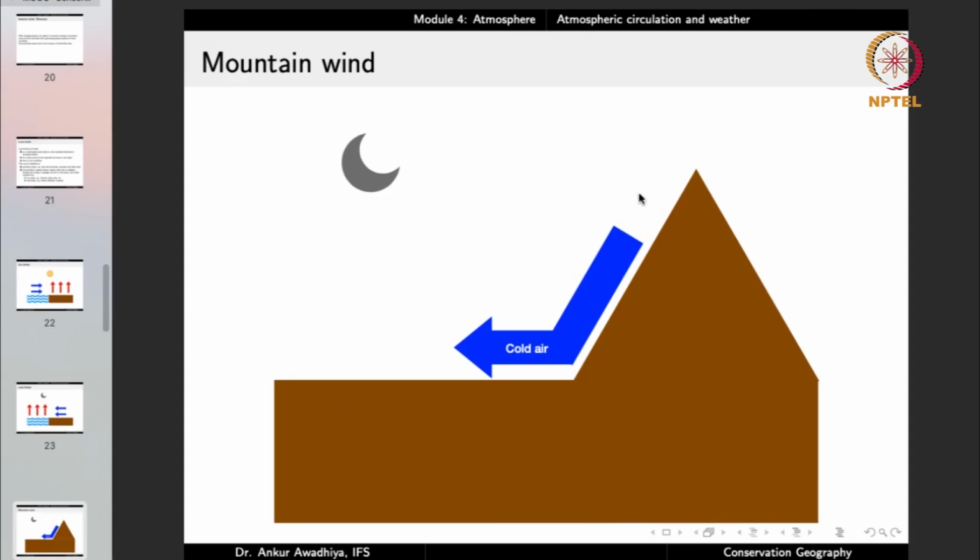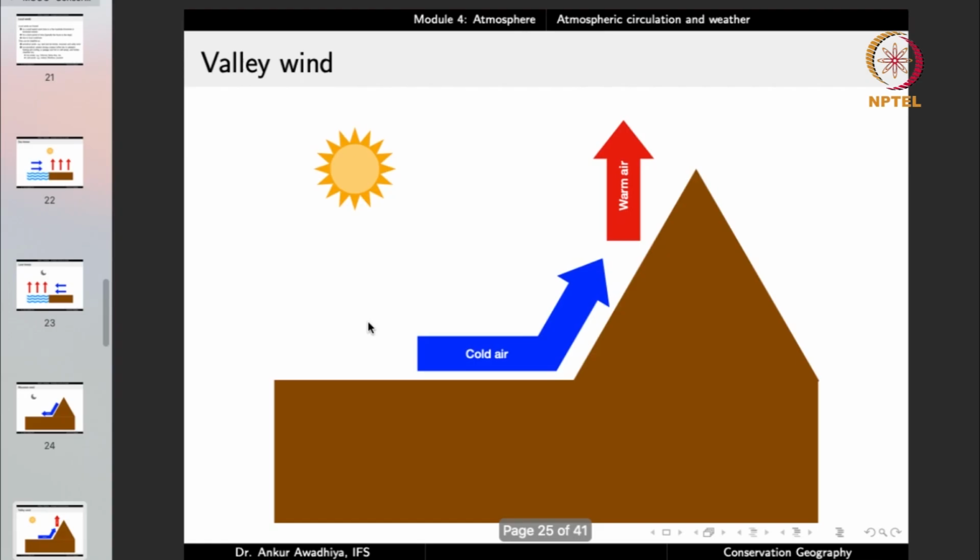Similarly, in the case of mountains, in the night time, this portion cools down faster. And when this land cools down, the air becomes dense and moves down. And so you have a perpetual movement of cold air from the mountain slopes towards the valley. And coming from the mountain, this is known as a mountain wind. In the daytime, what happens is that this portion, this aspect which is facing the sun, heats up more than the valley. And if this portion heats up, the air becomes warmer, it rises, and the cold air rushes to take its place. And it is called the valley wind.